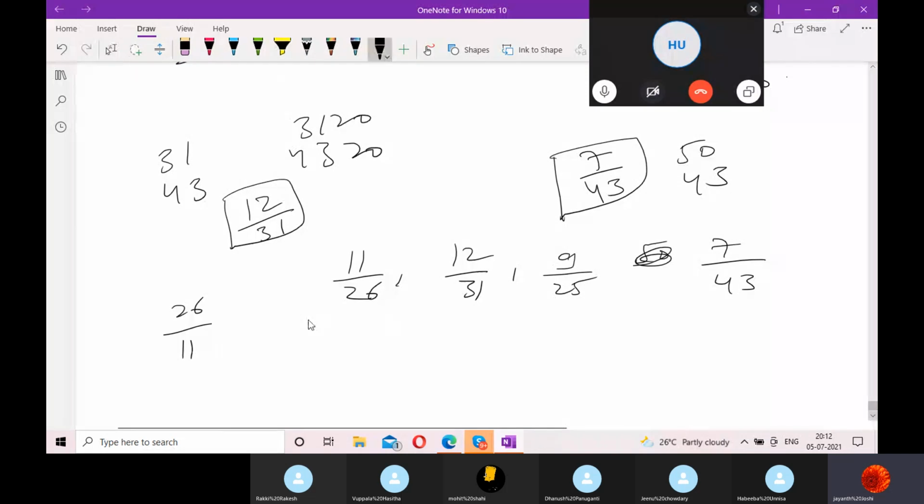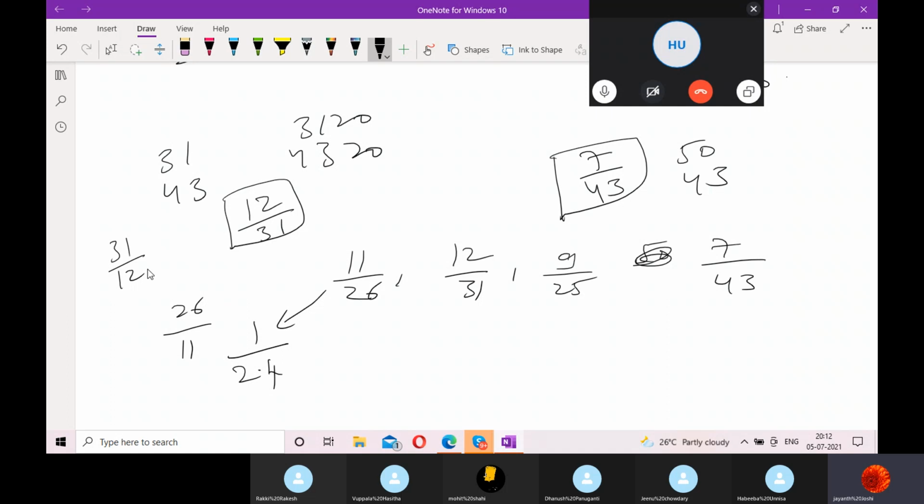26 by 11, 26 by 11 is like 11 twos are 22, 2.4. So 1 by 2.4 here, because 26 by 11 means something around 2.4. Then again reciprocal 1 by 2.4. Then 31 by 12, 12 threes are 36, 12 twos are 24. So 2.8. So 1 by 2.8 something you'll get.